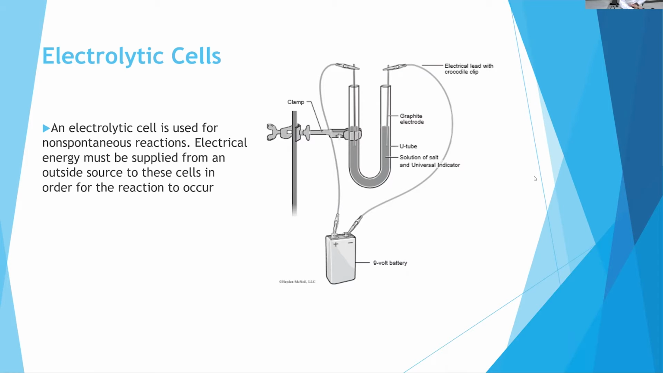What is an electrolytic cell? An electric cell is used for non-spontaneous reactions. Basically, electrical energy, or in this case, a battery, must be supplied for the reaction to take place. This is from an outside source, and what we are using as the source of electricity here is a battery.